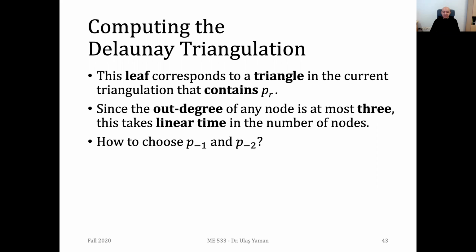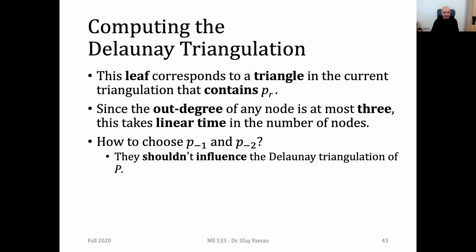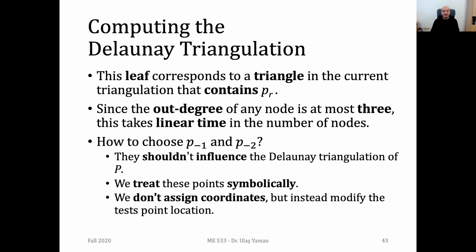So what about P-1 and P-2? Initially, we said that these should be far away so that they will not be affecting the required triangulation. Since in the given set P, we don't have these 2 extra points, and we have them just to make our triangulation easier, if you are adding extra points, then they shouldn't be affecting the final triangulation. So that's why we don't assign some values to them. We simply treat them symbolically. So you may assign some random values or just some letters.